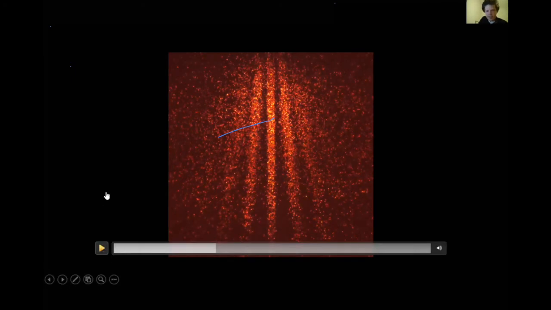Maybe let me make a pause here. Every tiny little dot that you see is a single molecule that was flying through our chamber onto the screen. None of them knew of all of the others, and yet for some reason they form this pattern.